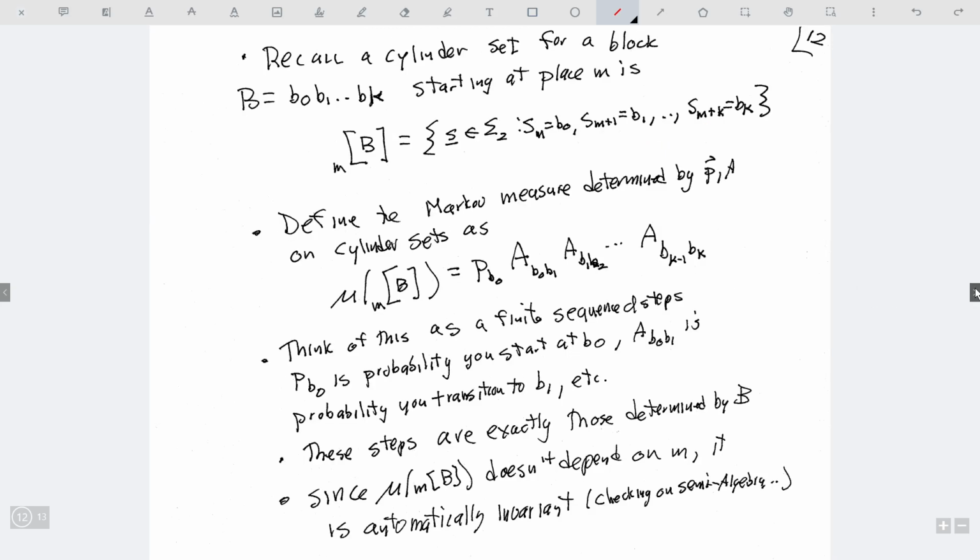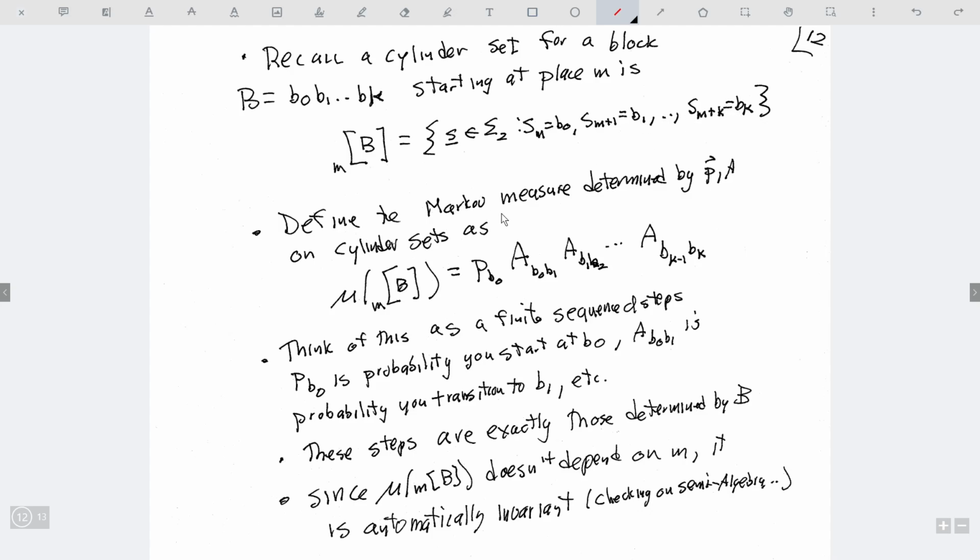So how do we define this measure? Well, it's like the Bernoulli measure, but it's got one new feature. Remember, we have a block. A block starts at m. So you're given some word or block in the symbols. The block starts at m, and the mth place is b0, the m plus 1 is b1, all the way up to bk.